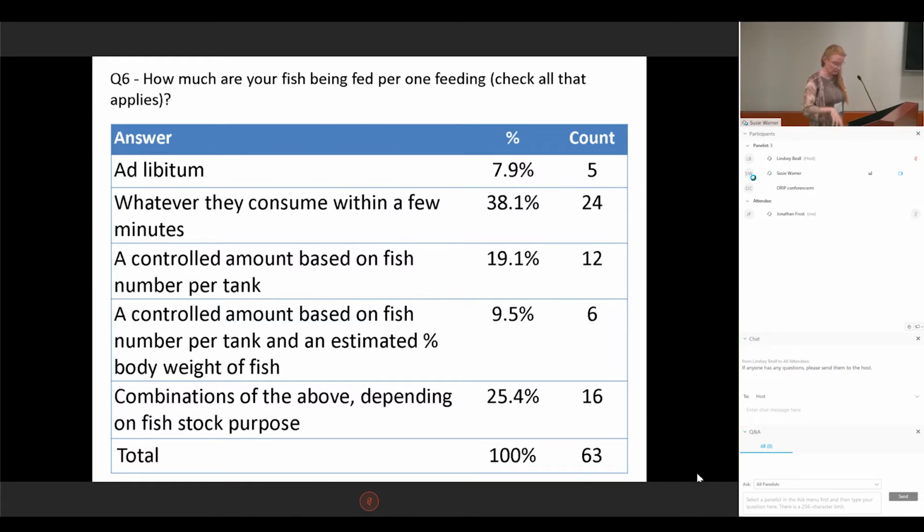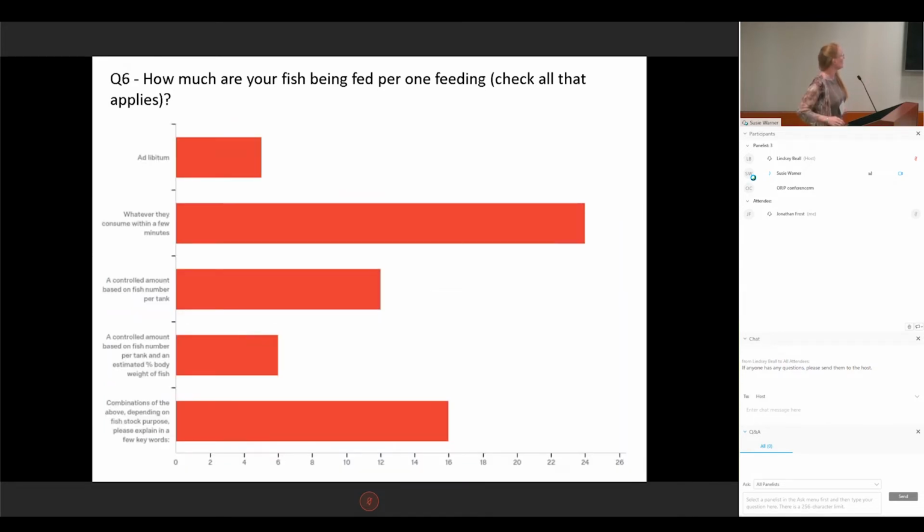Large variance, answers varying from no standard to controlled measured amounts per fish and per number of fish in the tank, because that is also going to affect it based on how many fish they're interacting with, and their levels of activity and behavior will determine that consumption as well. So the highest predominance of answers was whatever they consume within a few minutes. But there were also combinations of said results as well.